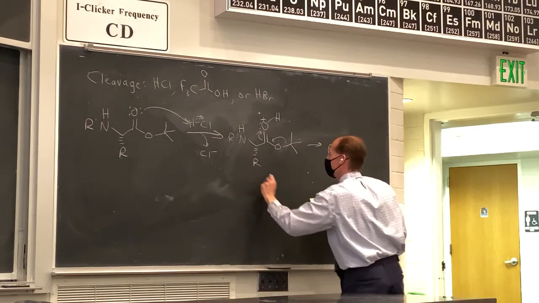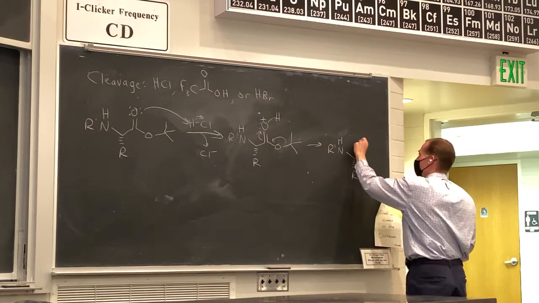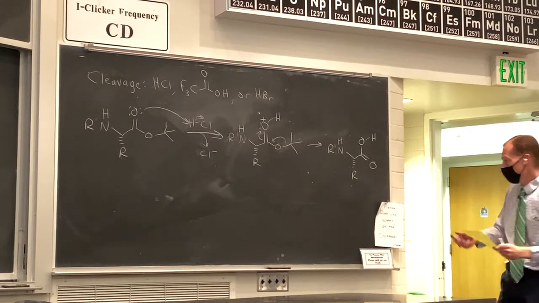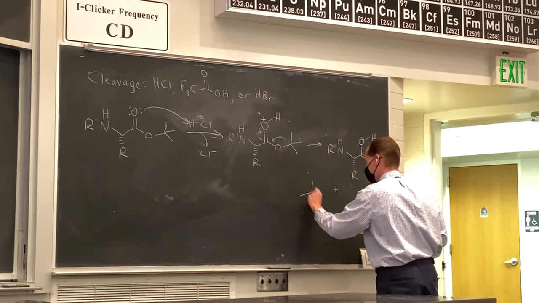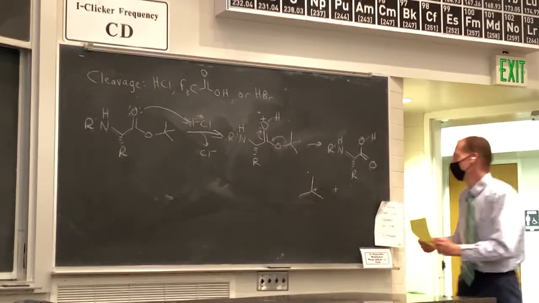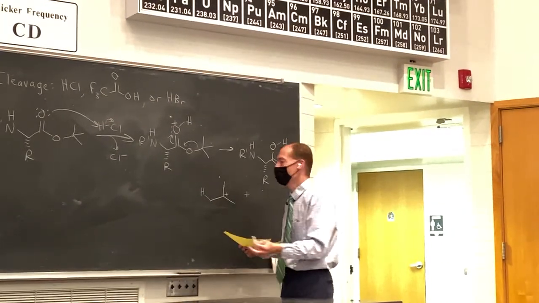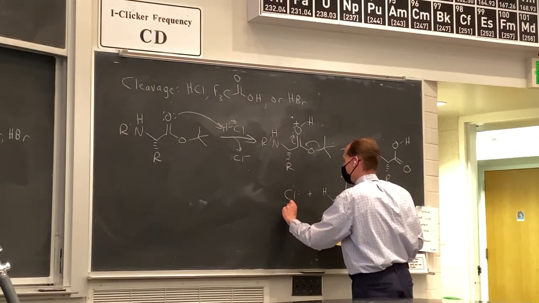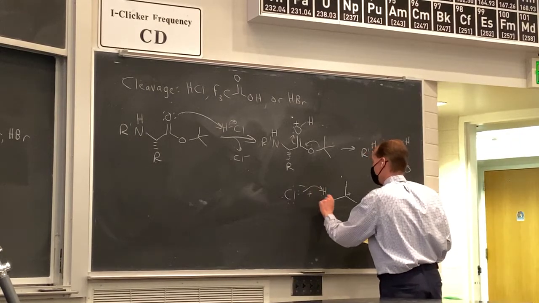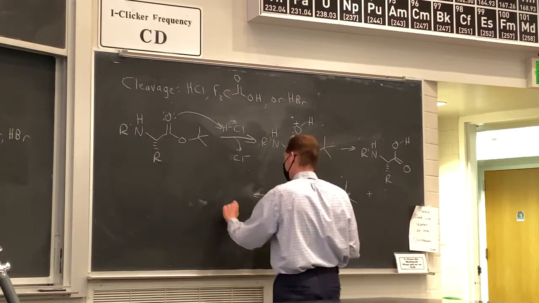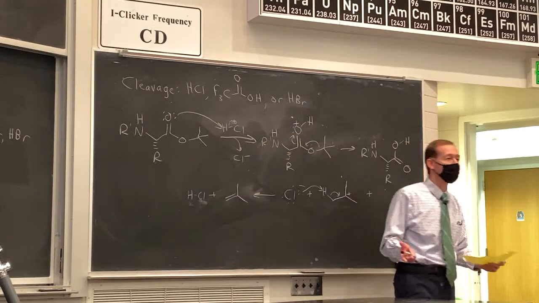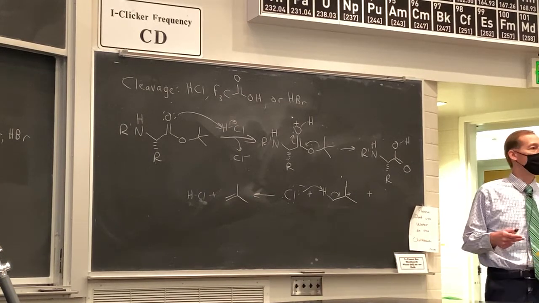Forgot to put the R group on. Okay, so here's our carboxylic acid. We generated a tert-butyl carbocation in the process. Obviously, that's not going to be stable. That's not going to survive as a tert-butyl carbocation. Much like we did in the Boc deprotection, we'll use the conjugate base of our acid, chloride in this case, as a base for deprotonating that tert-butyl carbocation, generating the alkene, 2-methylpropene, and regenerating our acid. Okay. Any questions about cleavage of the tert-butyl ester protecting group?